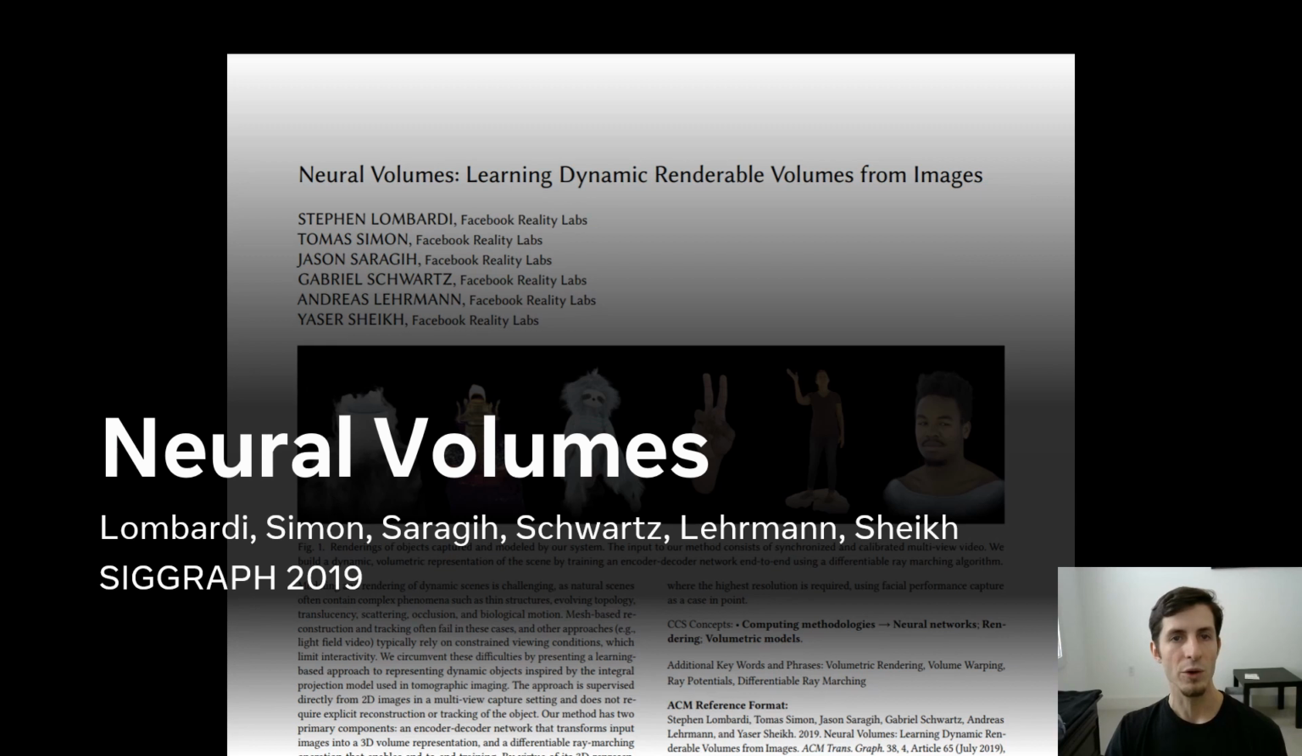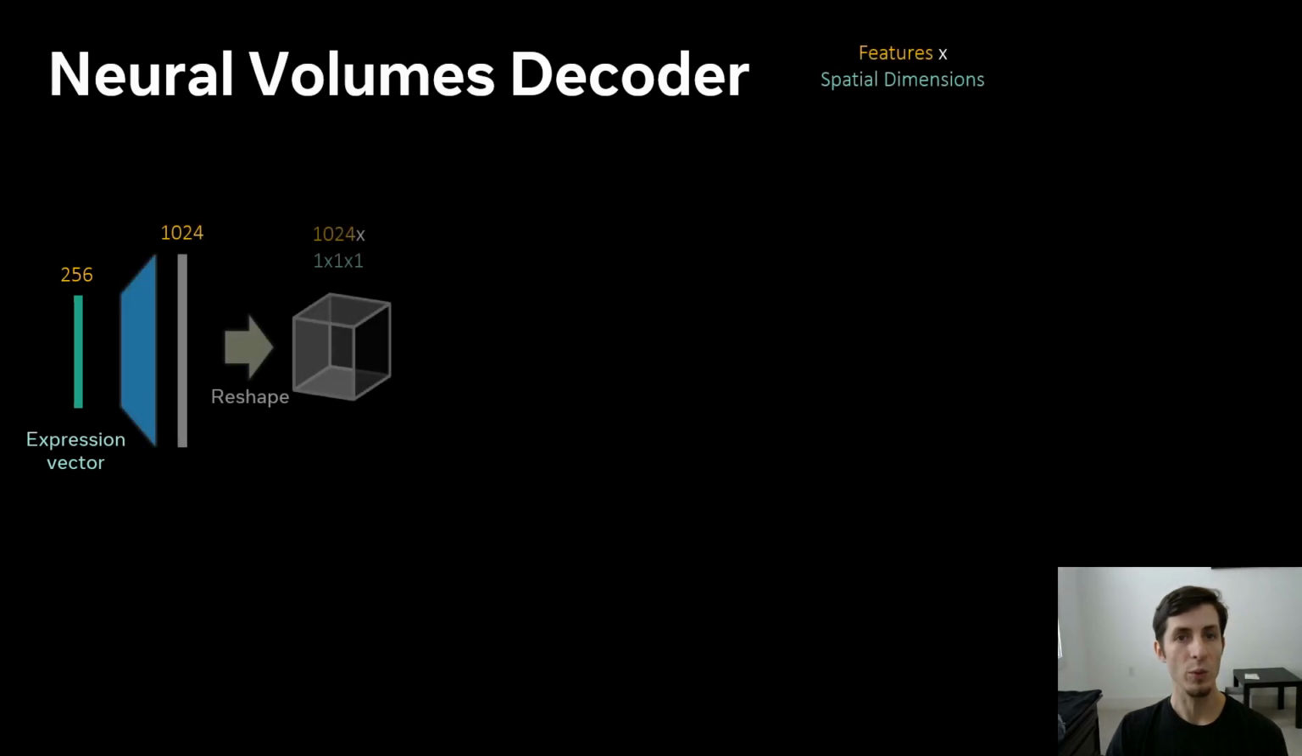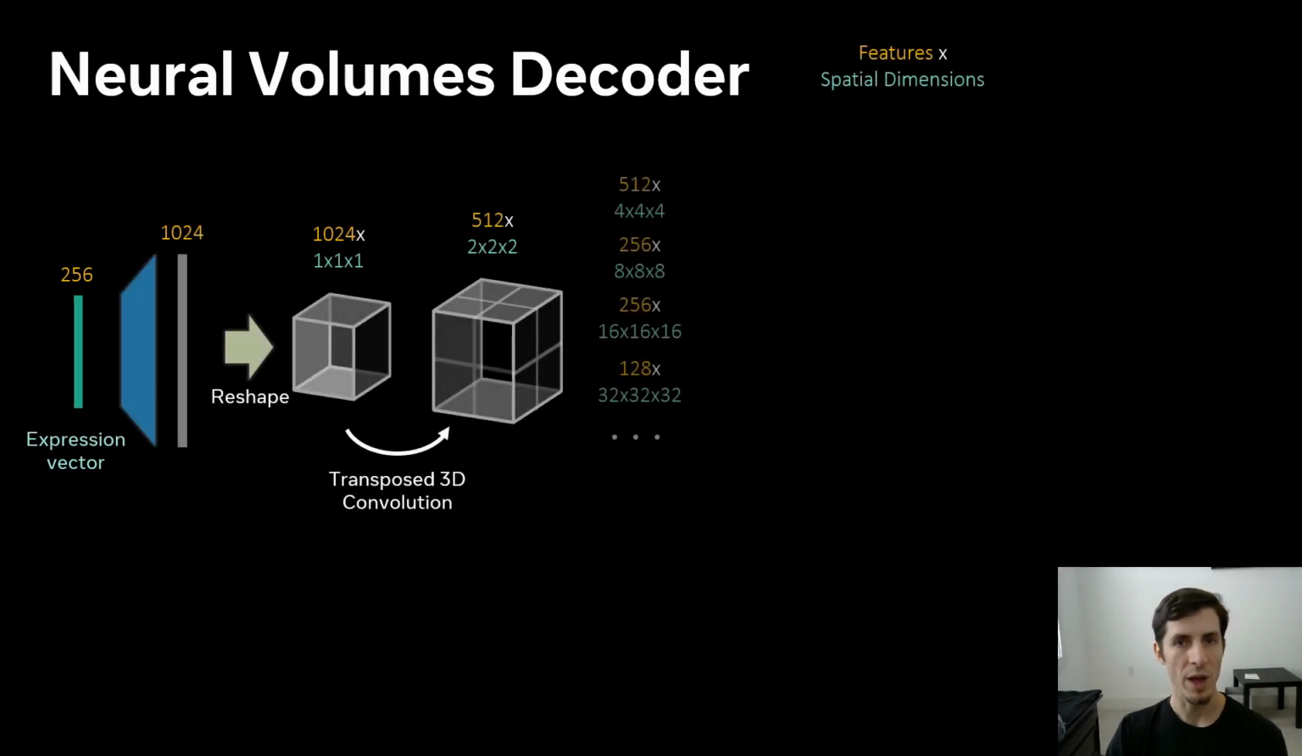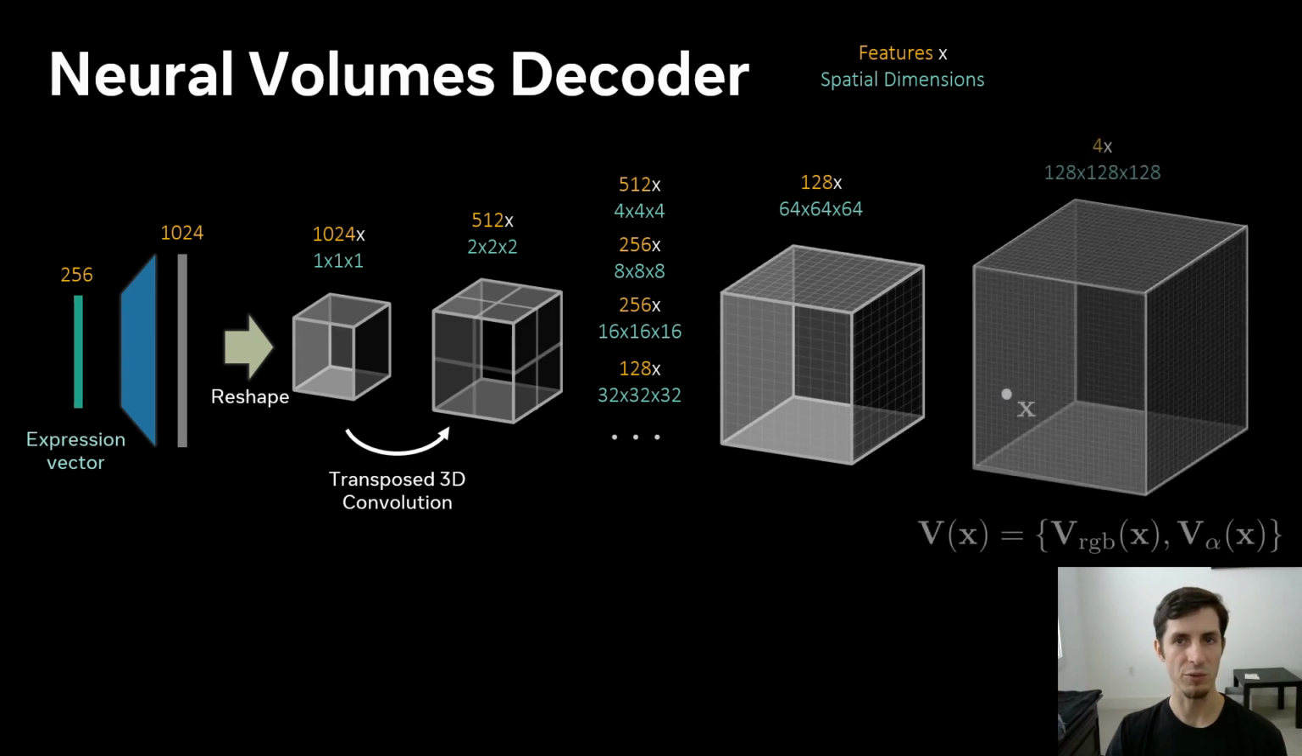Neural volumes is one such volumetric rendering technique. The main idea is to quickly decode a dynamic voxel grid from the expression code. We use a similar decoder from before, but we change the 2D convolutions to 3D convolutions. For voxel grid sizes up to 128 cubed, this voxel decoder runs in real time on modern GPUs. During ray marching, we sample the color and opacity using trilinear interpolation on the final voxel grid.